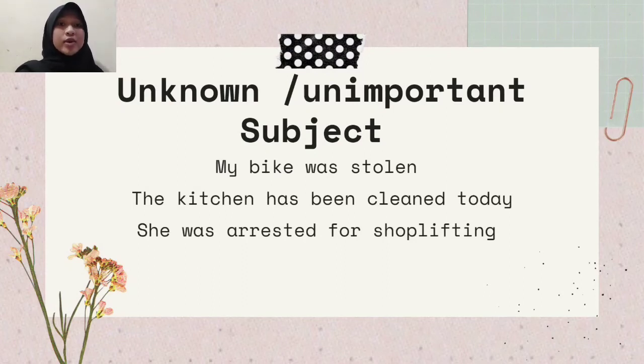Third, she was arrested. By whom? By the police, of course. You don't care exactly who arrested her. You know that the police arrested her because it's obvious from the context. No one else can arrest people except the police. In these sentences, you only care about the action itself. You don't know or don't care who did it.